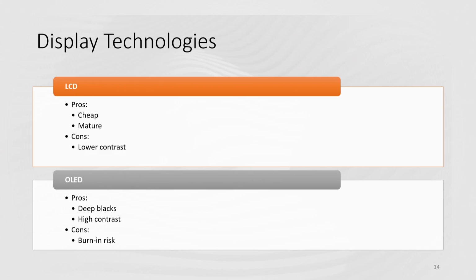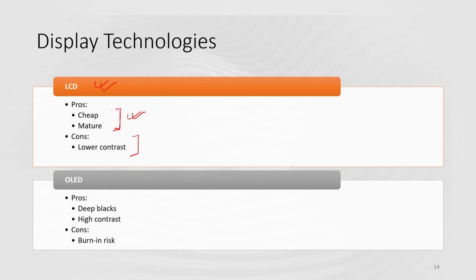The various display technologies that can be used for creating these XR displays. One of them is LCD. LCD displays are usually cheap and they are mature, but of course, they do not offer high degree of contrast. So, it is a very old technology relative to other display technologies. So, it is quite a mature technology, but the contrast offered by them is low.